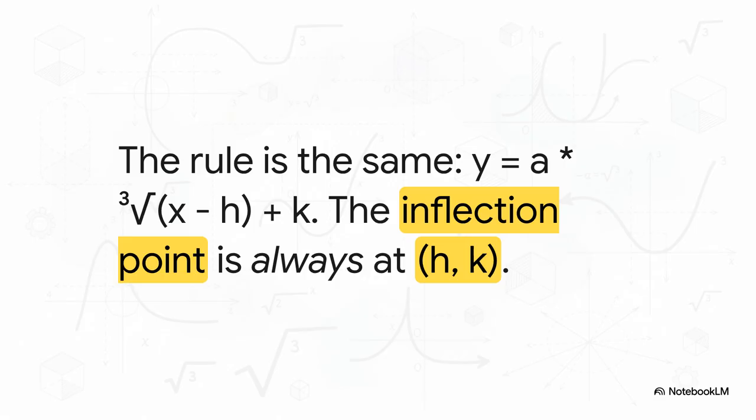Just like with all the others, h is our horizontal shift, k is our vertical shift, and that a out front handles any stretching or flipping. But here's the absolute key takeaway. That inflection point, the center of our S-curve, is always going to be at the point (h, k). If you can find h and k, you've found the new center of your universe.